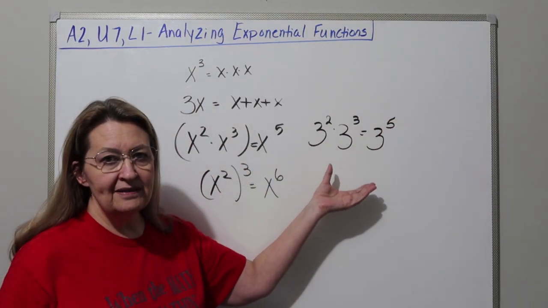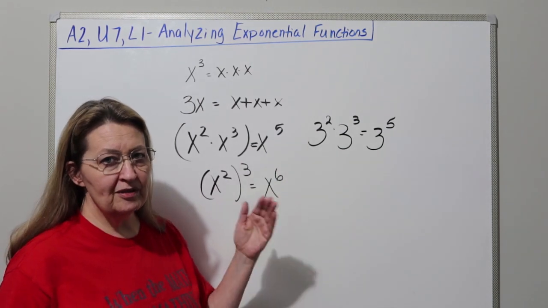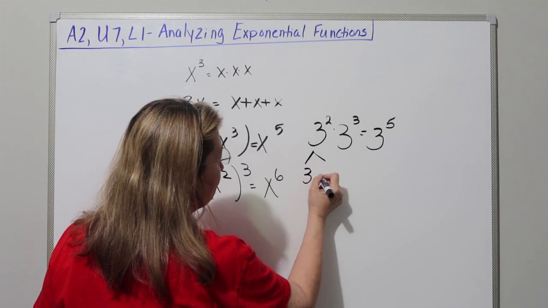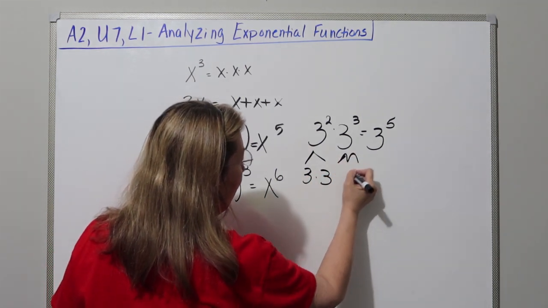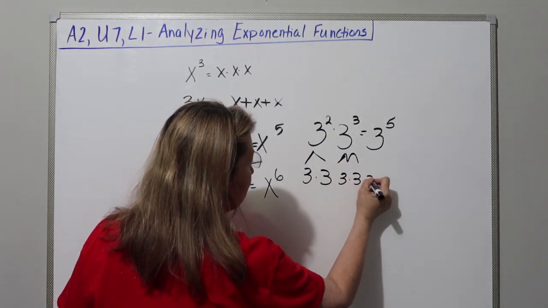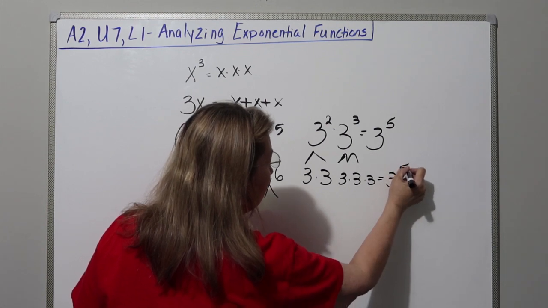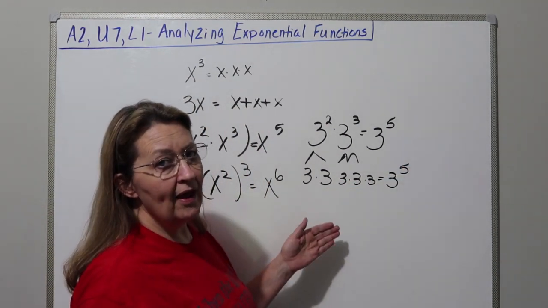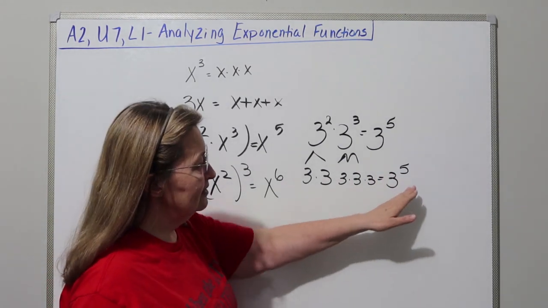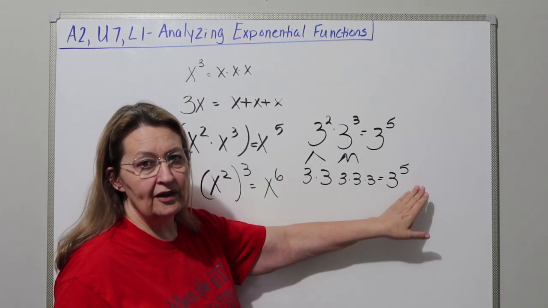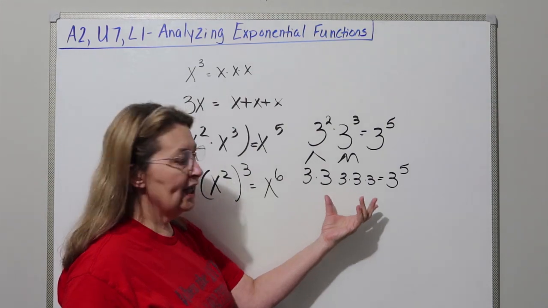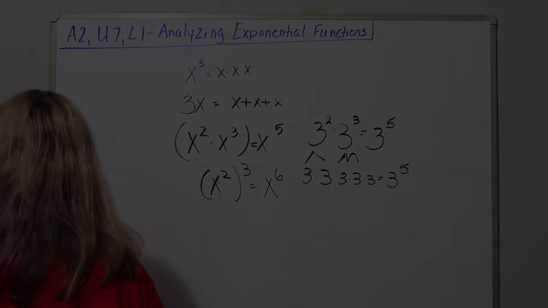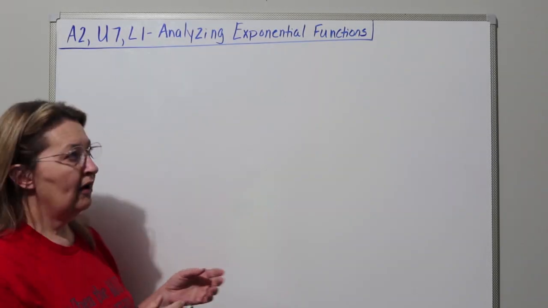Multiplying matching bases never changes the base, because what you actually said here is, well, I've got 3 times 3 and 3 times 3 times 3. You've got 3 to the fifth. You don't have any 9s. So multiplying the bases, that extra base is absorbed in your exponent, but you don't ever change your base. You just match them.